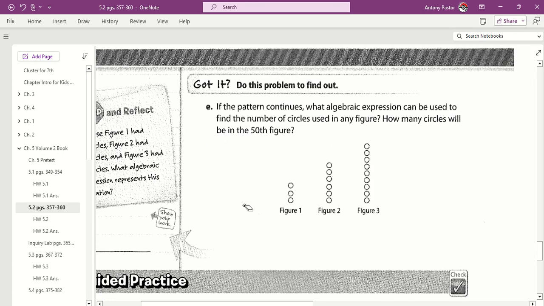All right, so we're looking at this example here. If the pattern continues, what algebraic expression can be used to find the number of circles used in any figure? How many circles will be in the fifth figure? So this is where we're going to write our table. Figure 1 had 3 circles.